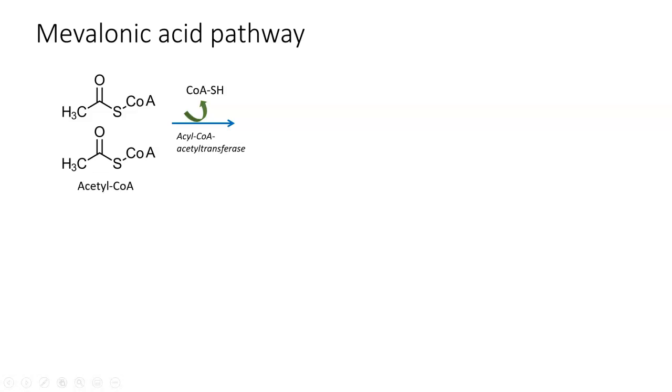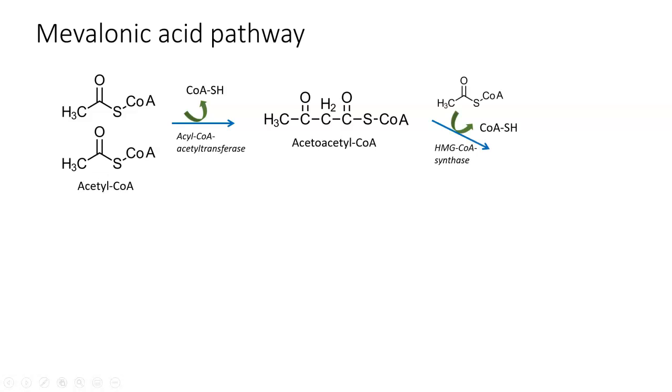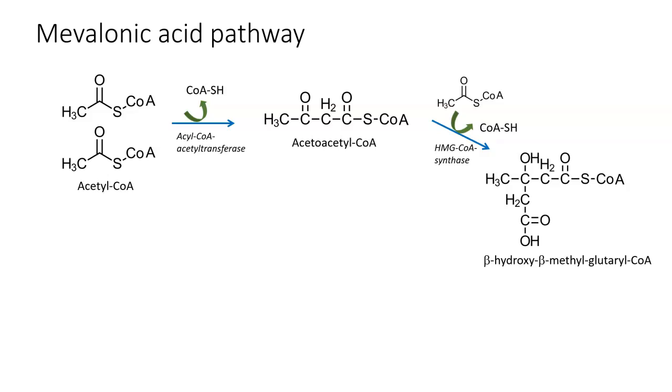The product is acetoacetyl-CoA. This then reacts with another acetyl-CoA in the presence of beta-hydroxy beta-methyl-glutaric CoA synthase, forms beta-hydroxy beta-methyl glutaryl CoA.